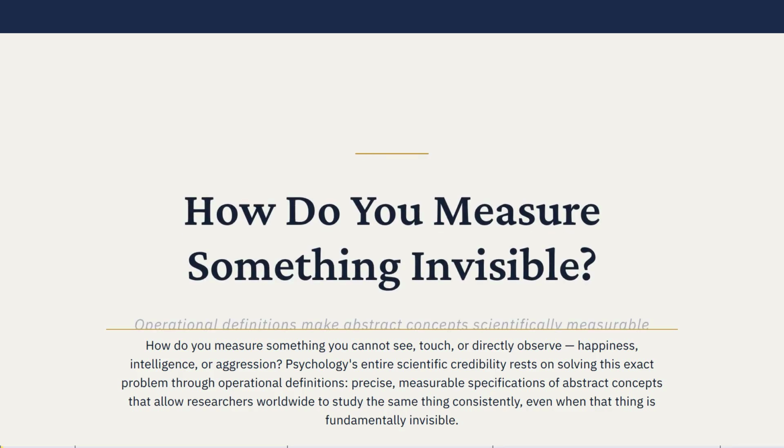How do you measure something you cannot see, touch, or directly observe? Happiness, intelligence, or aggression? Psychology's entire scientific credibility rests on solving this exact problem through operational definitions, precise, measurable specifications of abstract concepts that allow researchers worldwide to study the same thing consistently, even when that thing is fundamentally invisible.